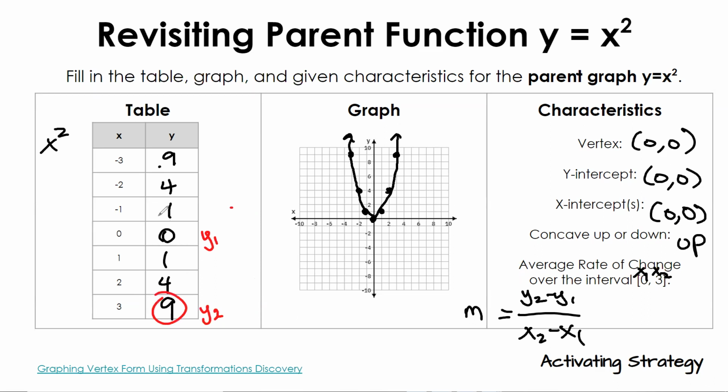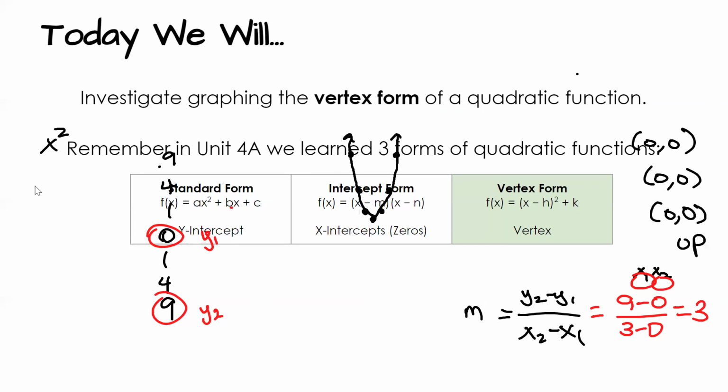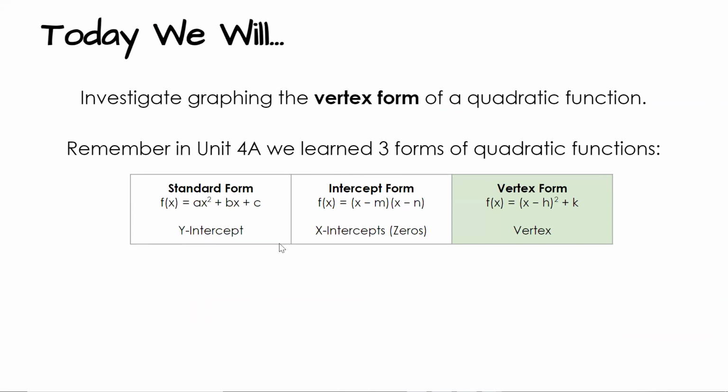So we're going to take these 4 numbers and plug them into this equation. So we're going to get 9 minus 0 over 3 minus 0. And when we type all this into our calculator, we're going to get 3. Okay, so this is what we're going to compare it to. That x squared is what we're always going to compare quadratics to.